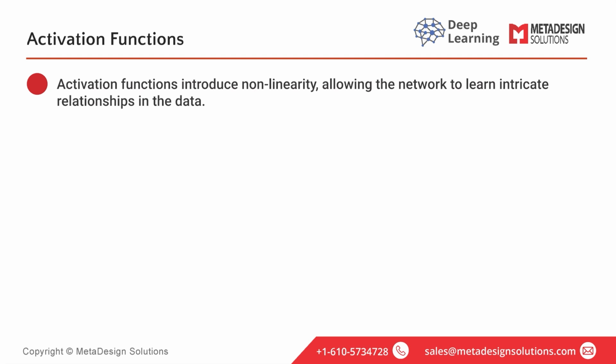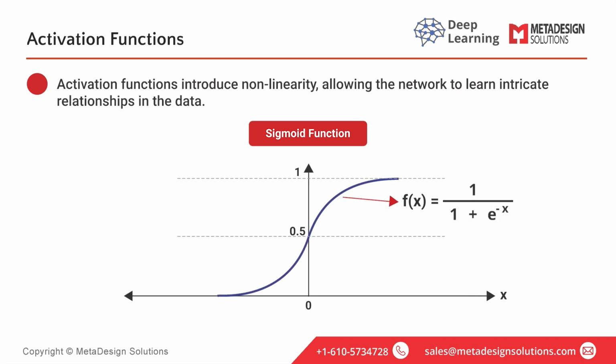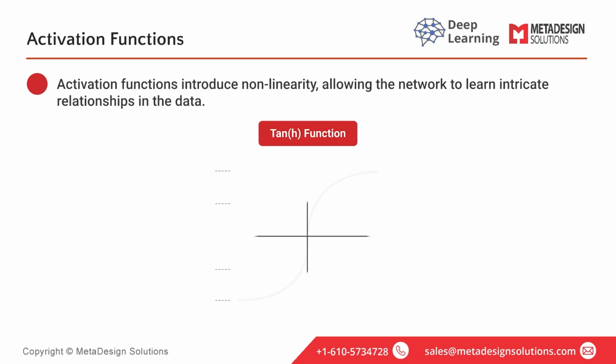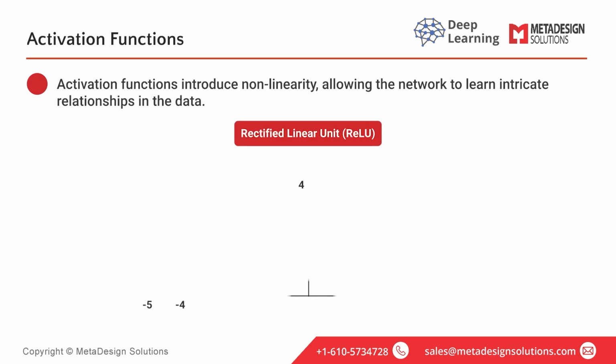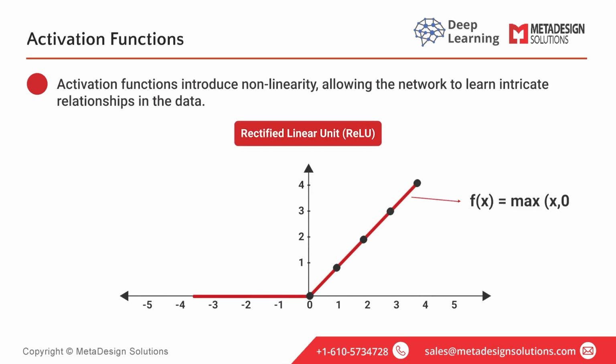Common activation functions include sigmoid, used in binary classification, which squashes the output between 0 and 1. tanh, similar to sigmoid, but ranges from -1 to 1. Rectified linear unit, or ReLU, outputs 0 for negative values and the input itself for positive values, helping prevent the vanishing gradient problem.